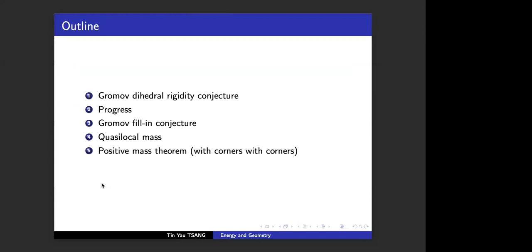So today I will talk about, first of all, the dihedral conjecture, and we'll see the recent progress. I will focus on the part that is done by Chaldi. Then from this, we can see how to see this further from Chaldi's motivation. And then we can see Gromov's filling conjecture. And in between, I will also talk about quasi-local mass and positive mass theorem with corners. That is not a typo, and we will see why.